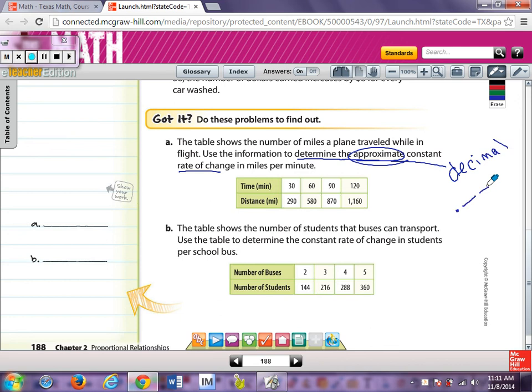All right, so good luck. And if you have any questions about these 2 got it's, make sure you come in the morning or after school before the notes are due to get help. Let's go ahead and continue now to the next page.